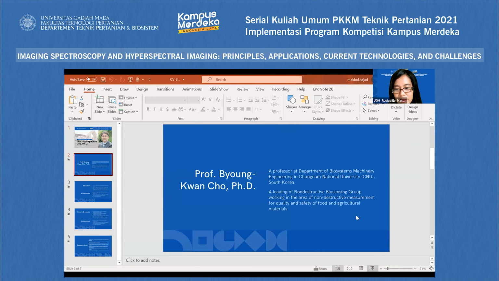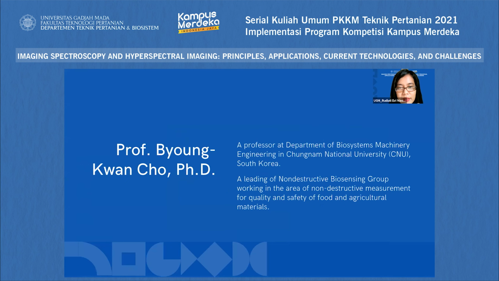Professor Cho is a professor at the Department of Biosystems Machinery Engineering at Chungnam National University in South Korea, and he is also the leader of the non-destructive biosensing group, which works in the area of non-destructive measurement for quality and safety of food and agriculture materials.